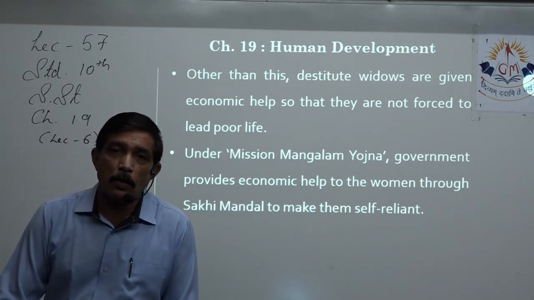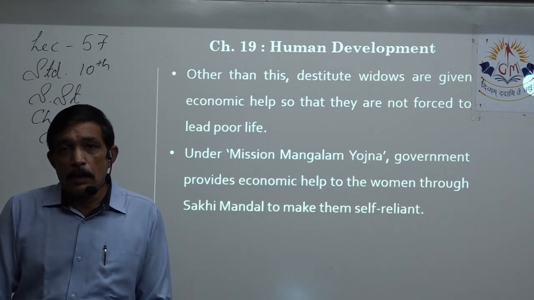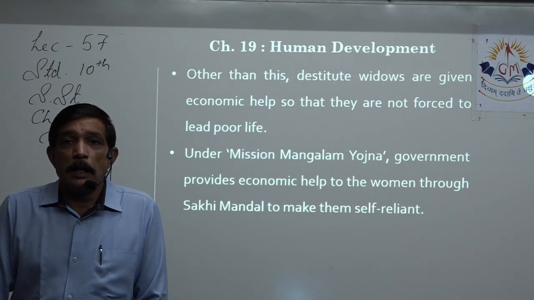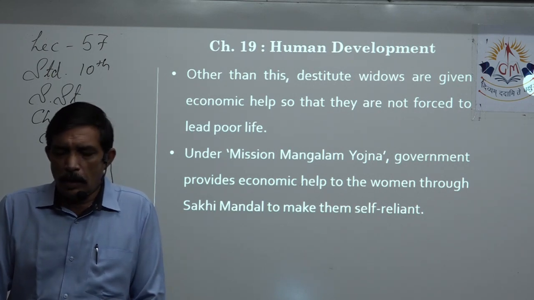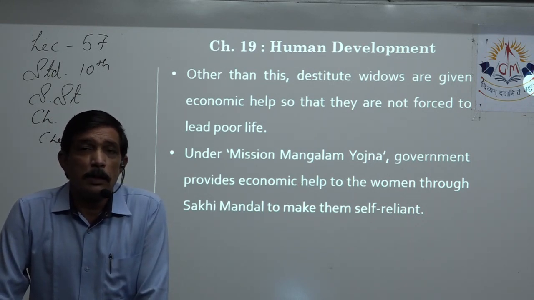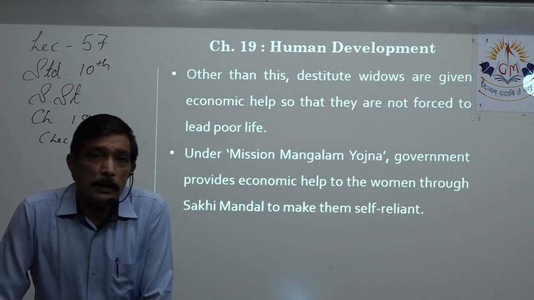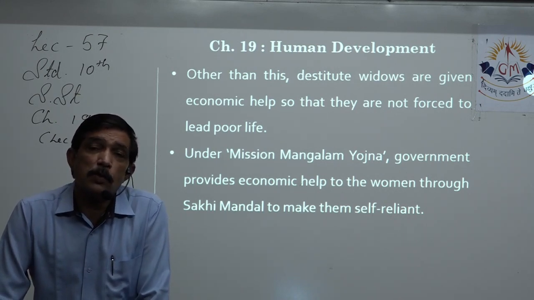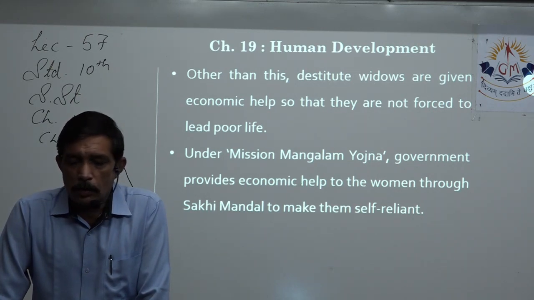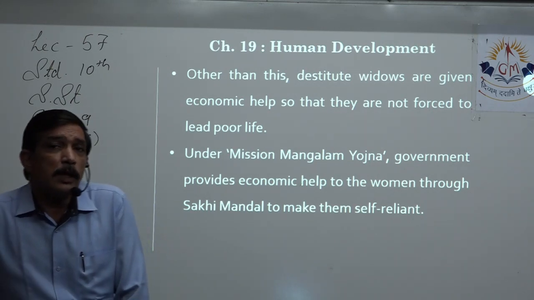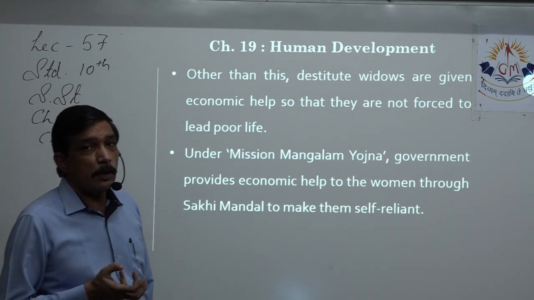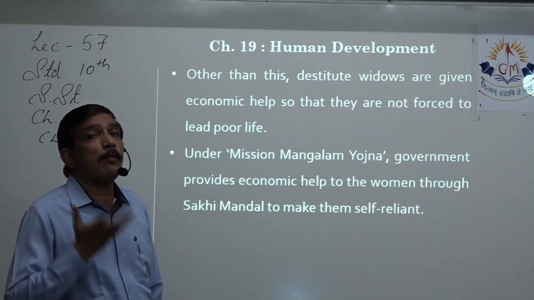The government has taken care of women whose husbands have deceased and who are now living quite a pathetic life. They lead a poor life because now there is no one to look after them. So under the government's widow pension scheme, economic help is given to them so that they at least get some help from the government and do not have to rely much on anybody else.